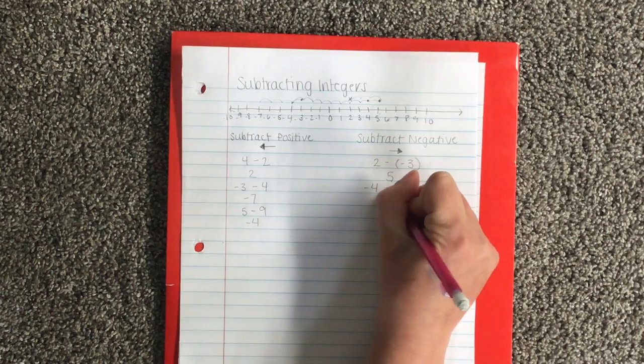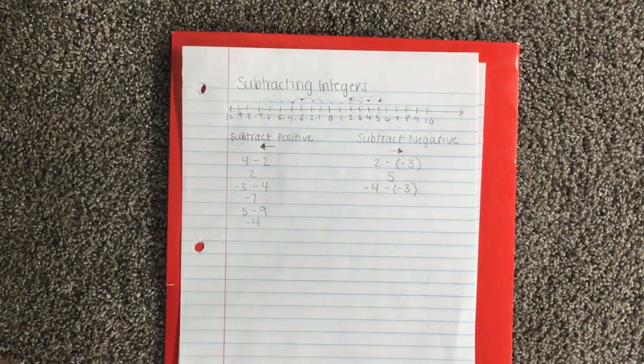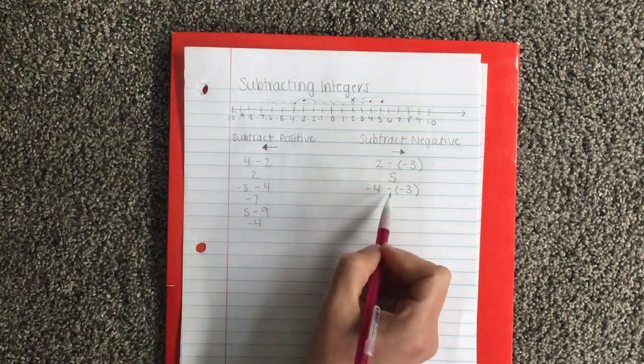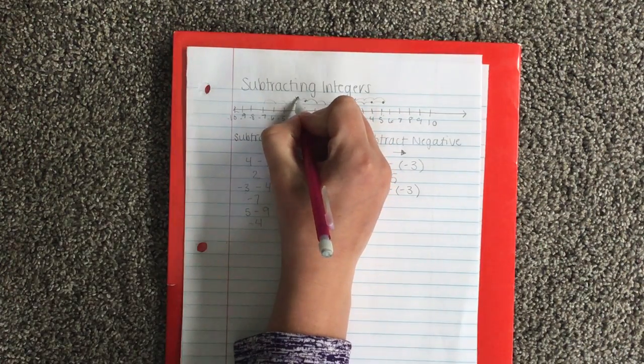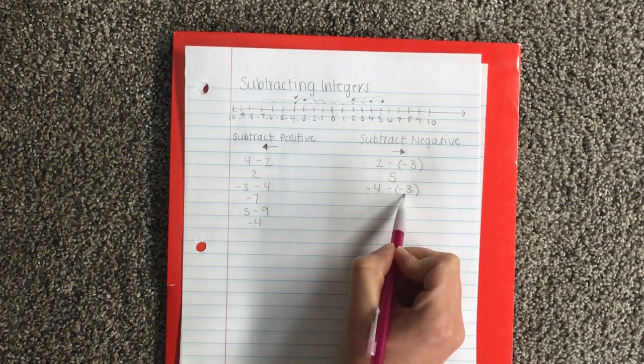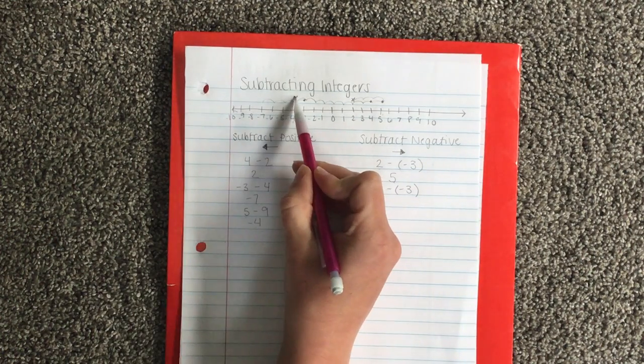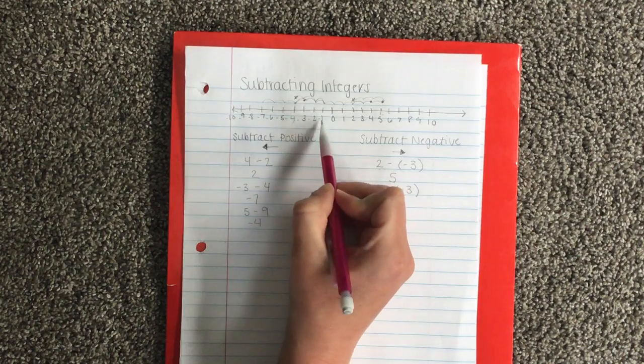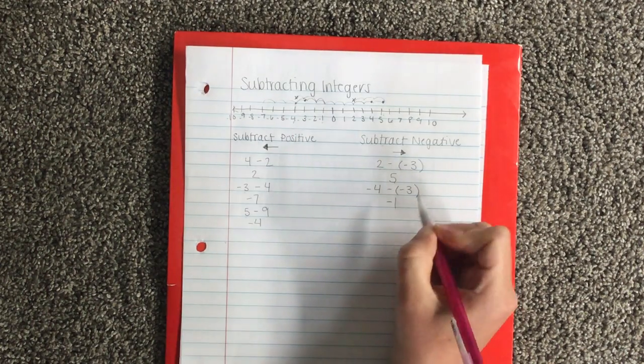Negative 4 minus a negative 3. Try that on a number line. Okay, hopefully you tried that on your own. Start at negative 4. And I'm subtracting a negative, so I'm going to move to the right 3. 1, 2, 3. I landed at negative 1.